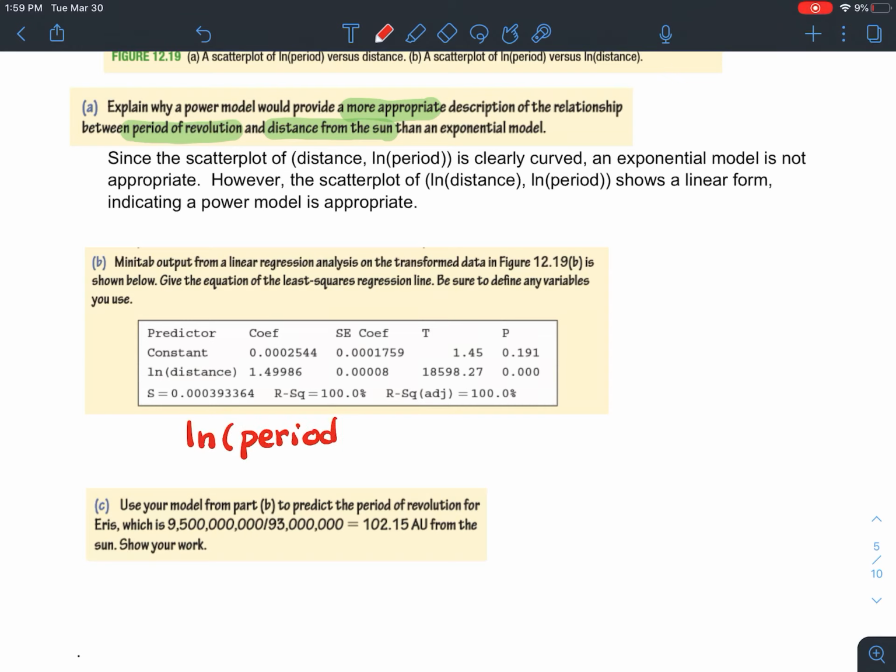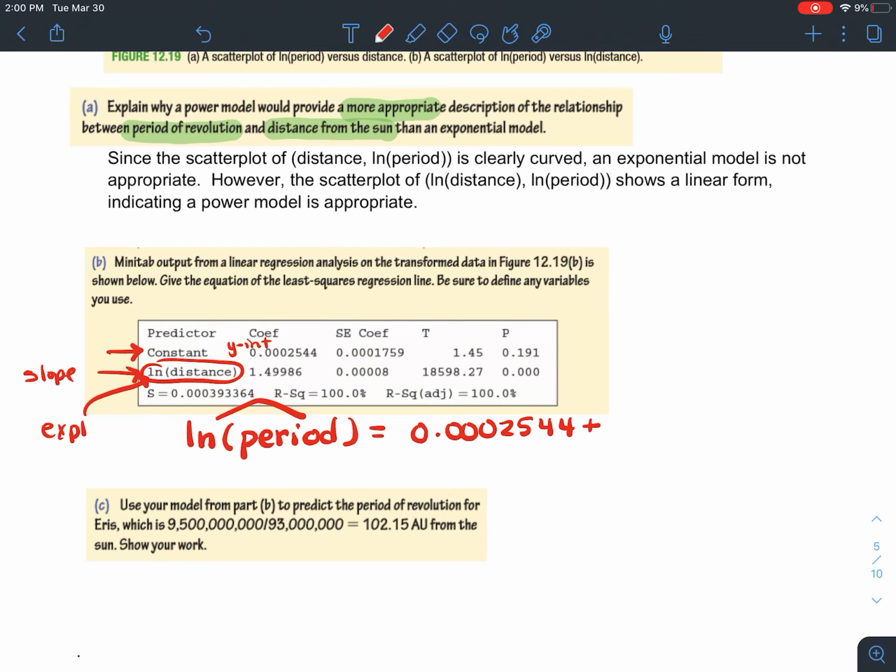So this is our predicted y here, natural log of the period, would equal, remember here's our constant, this is our y-intercept, 0.0002544 plus, right here is going to give us our slope, and specifically this variable right here is the explanatory variable that we're using. So our slope, 1.49986, is multiplied by natural log of the distance, the astronomical units. This would be our equation for our least squares regression line.